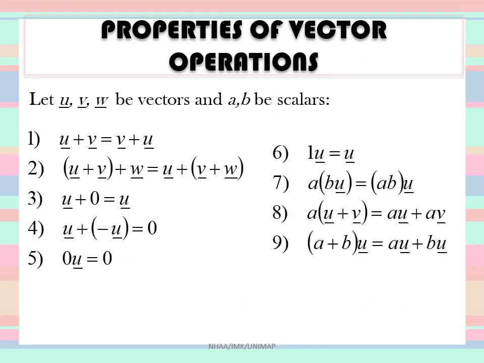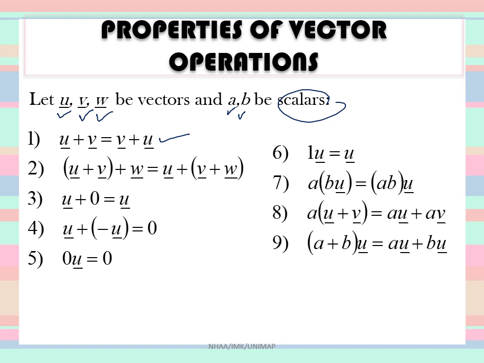Now let us look at the properties of vector operations. Let's say you have three vectors: vector u, vector v, vector w, and let a and b be scalars. The first one, you add vector u with vector v. You can swap the position of your vectors by summing vector v with vector u. This is fine, you can do this.